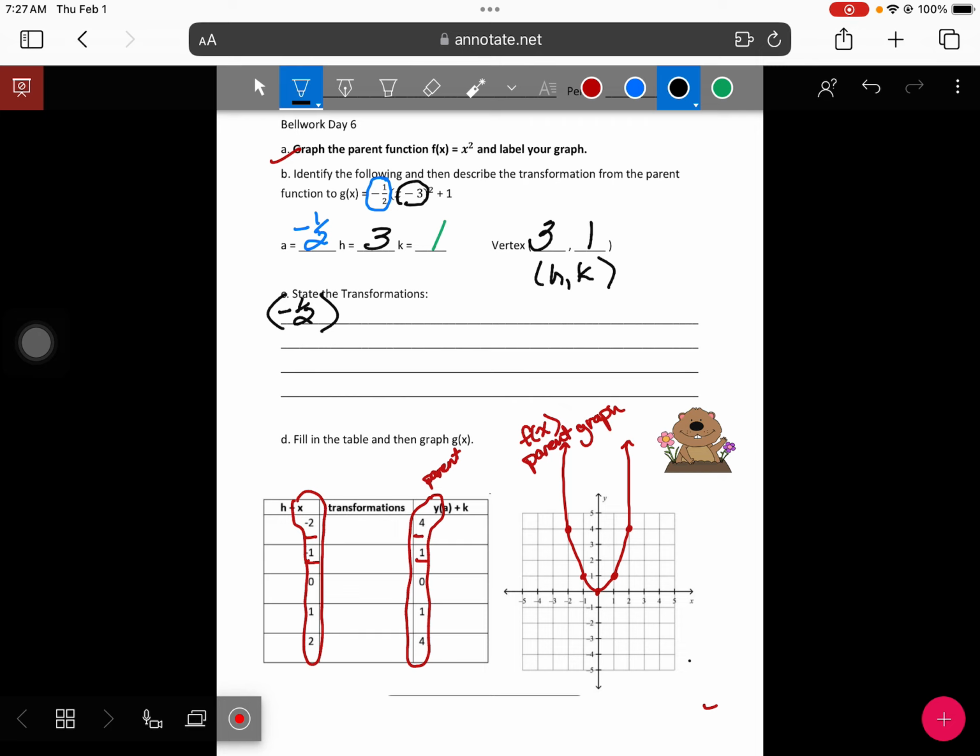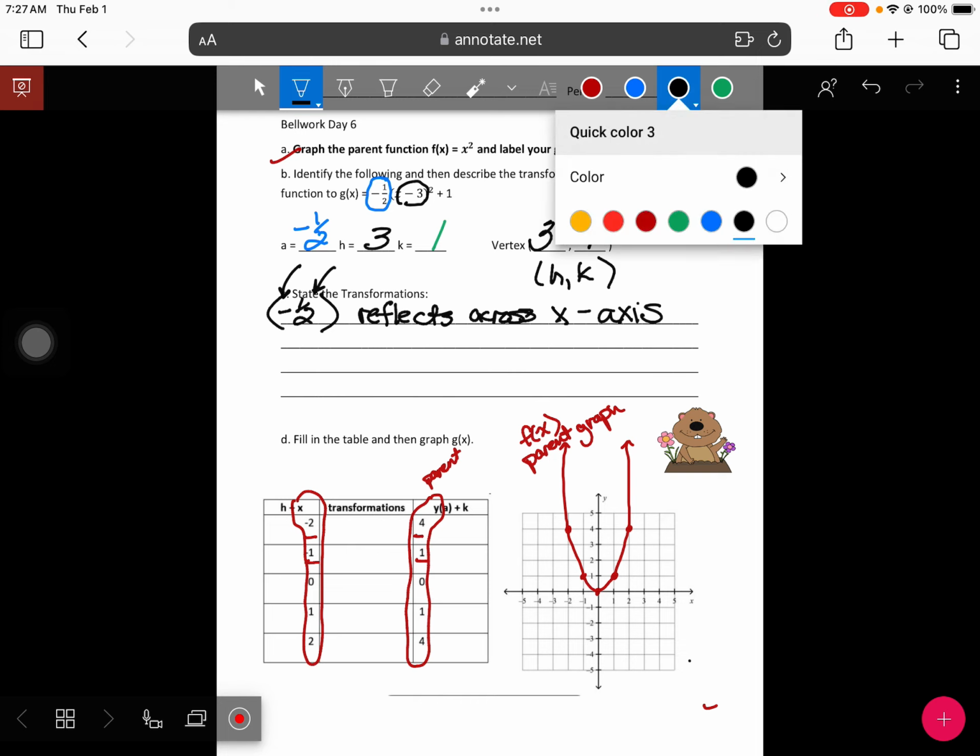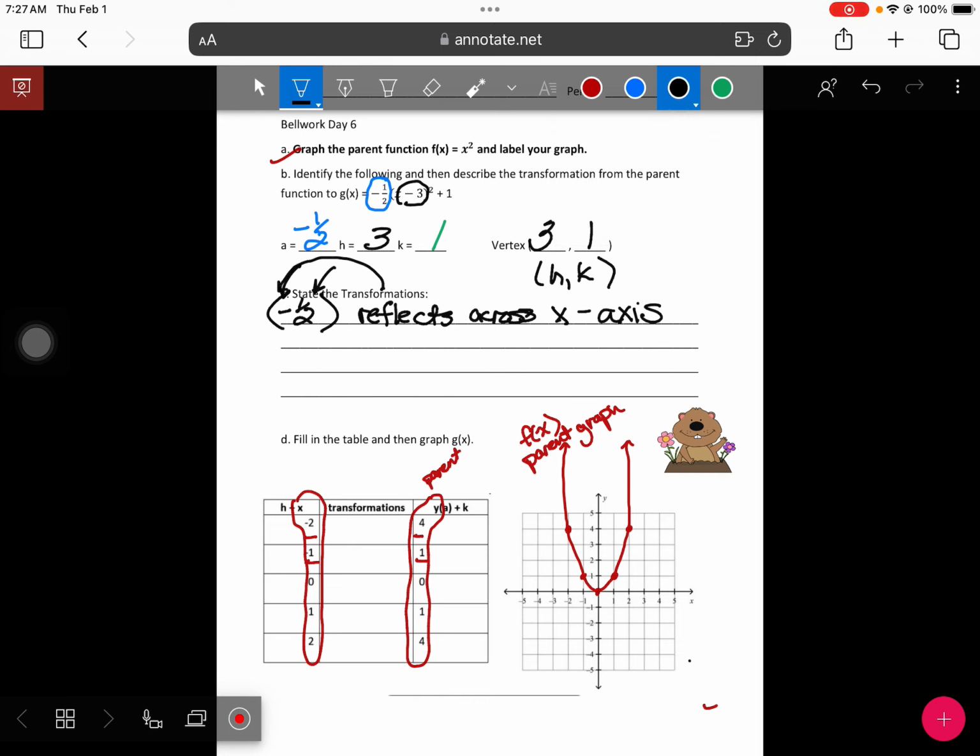Now, I'm going to tell you, this one actually has 2 transformations. One focuses on the negative and one focuses on the half. So the negative, what's the fancy word we use with the negative value? Reflects. Yes, we say it reflects across the x-axis. Now, if you didn't have them in the right order, that's okay. Order doesn't matter. We just want to know what the changes are. But the negative talks about reflecting across the x-axis, okay?